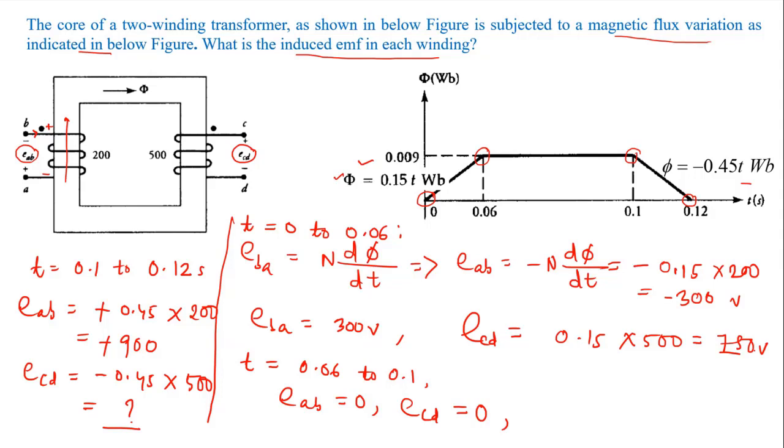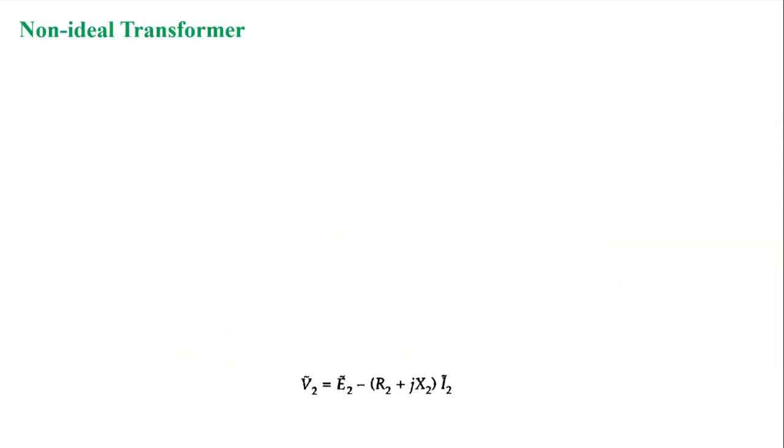So this is the way we find the induced EMF. If it is a sinusoidal waveform, then accordingly we can find the equation of the induced EMF voltage, right? So this is a simple problem. Now we'll talk about the non-ideal transformer.